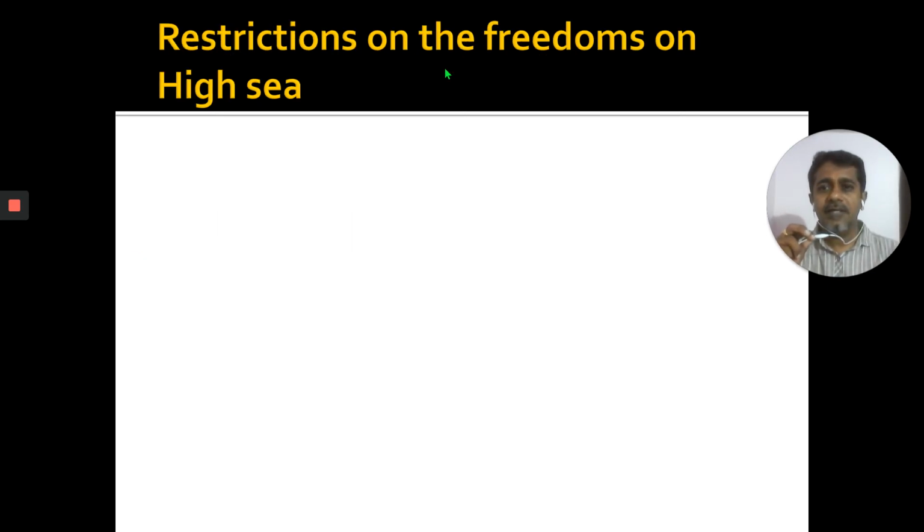Moving further are restrictions on this freedom. As we said, no freedoms are absolute. Freedoms ultimately come along with some restrictions. Everywhere this is the case. So, restrictions on the freedom on high sea: you have freedoms, but they are subject to a few conditions, a few restrictions. Let us see what those restrictions are.